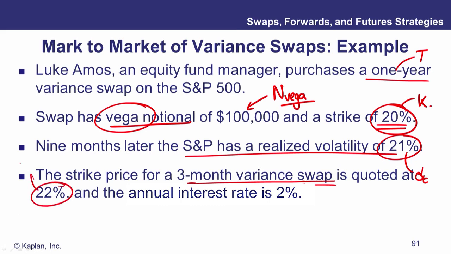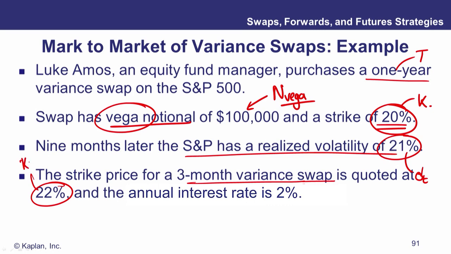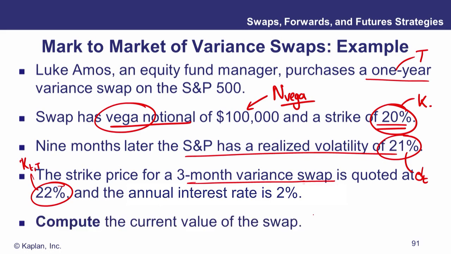All right, so that's your expected variance between little t and big T. Okay, so we're going to call that K, little t, big T. All right, and that's not squared yet. We'll have to do our squaring later, because that's a volatility measure, it's not a variance measure. Interest rate is 2%, that's an old friend, we can use that to get a discount factor, just a straight up interest rate. Compute the current value of the swap.